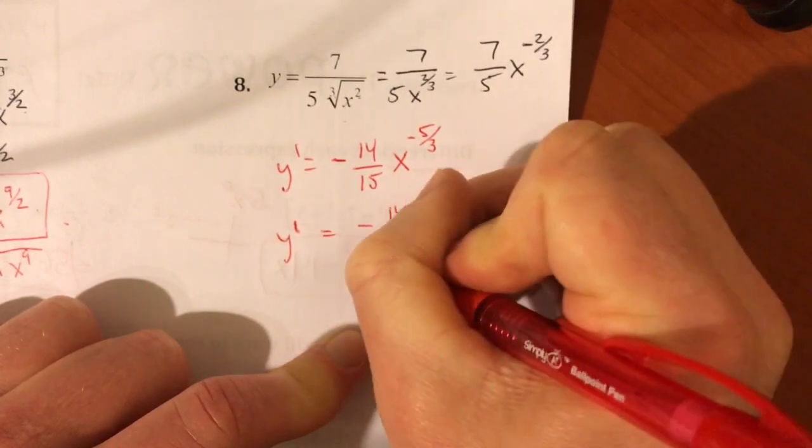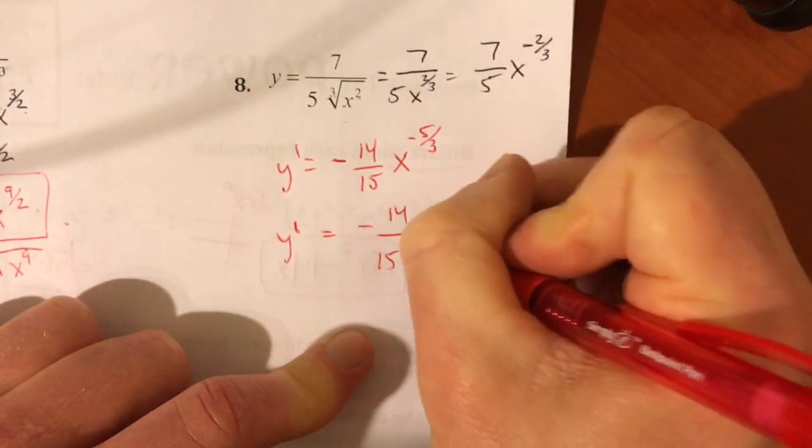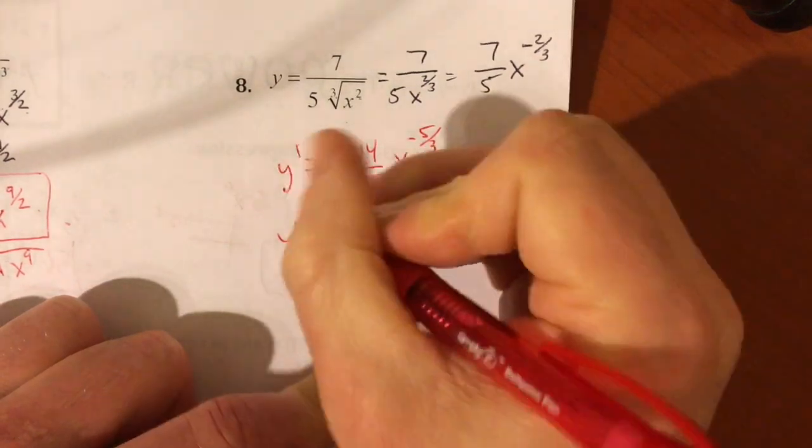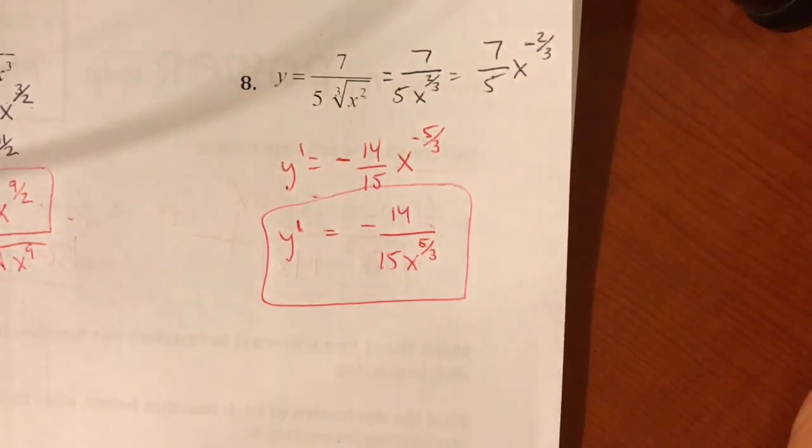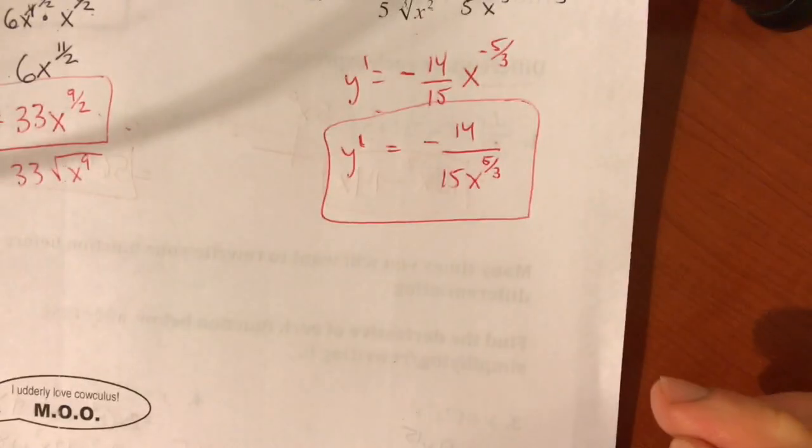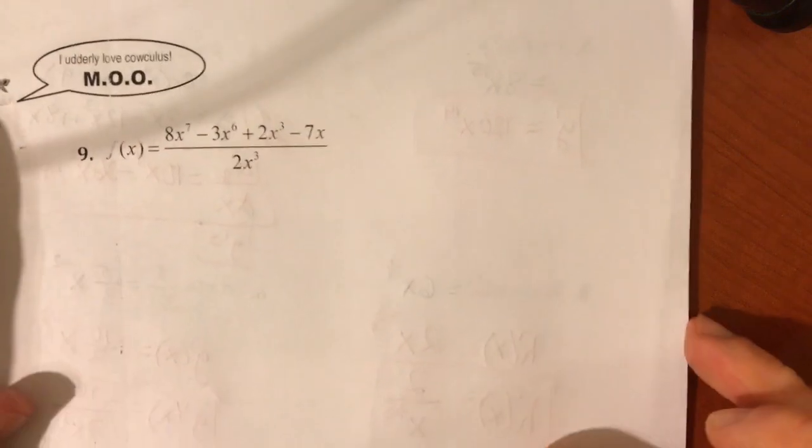Negative 14 over 15 x to the positive 5/3. I'm going to stop there. You can change it to radical form, you can simplify, you can rationalize, you do whatever you want as long as you do it right. But there we go. And lastly, here's one problem here.